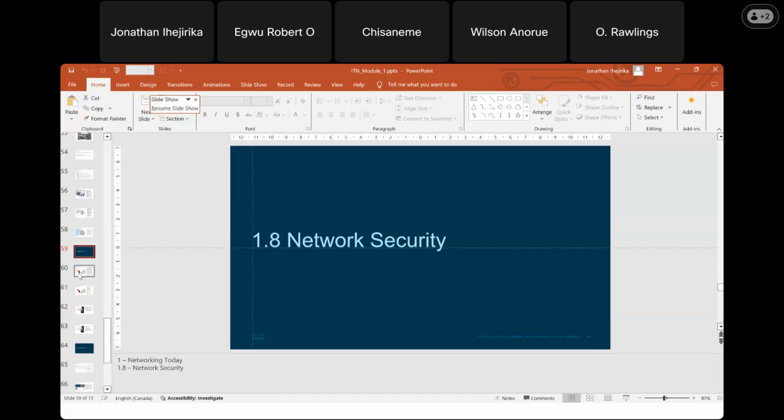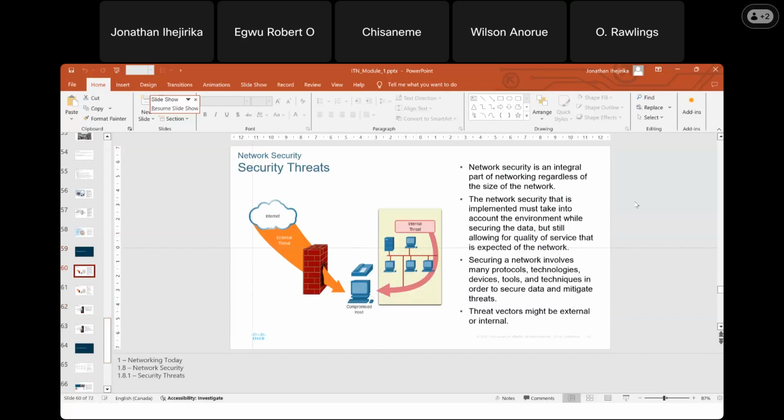The network security. This should be the last for this particular module. Now, security threats. Network security is an integral part of networking, regardless of the size of the network. The network security that is implemented must take into account the environment while securing the data, but still allowing for the quality of service that is expected of the network. Security in networks involves many protocols, technologies, devices, tools, and techniques in order to secure data and mitigate threats. Threat actors or threat vectors might be external or internal.